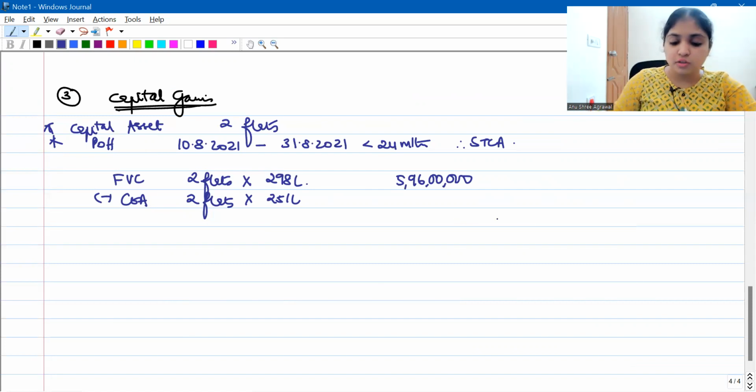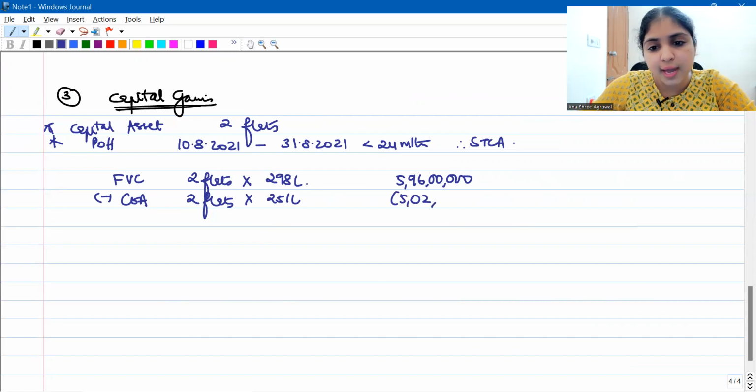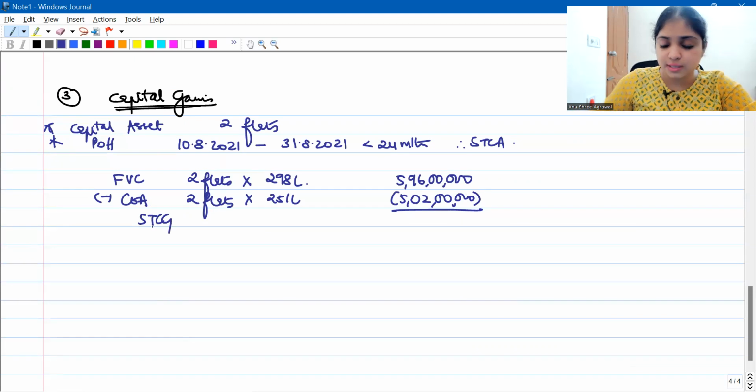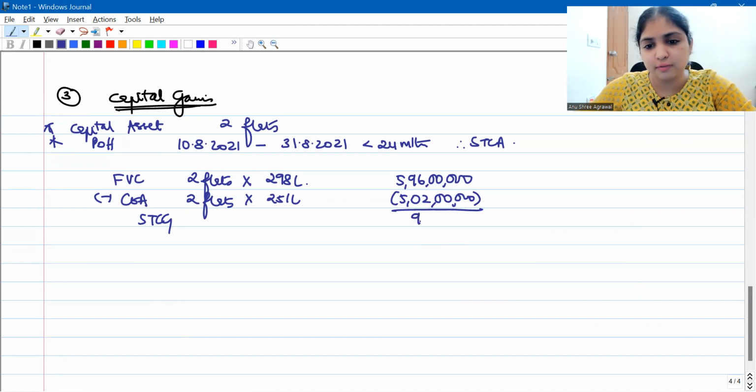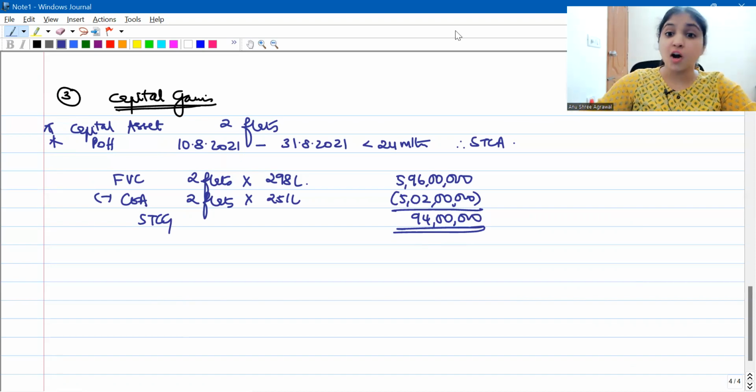That 2 crore 51 lakh will become your cost of acquisition later when you're selling away the property. So 2 flats into 2 crore 51 lakhs, 5 crore 2 lakhs. This is going to be our cost of acquisition, leaving us with STCG of 94 lakhs. Got it, guys.